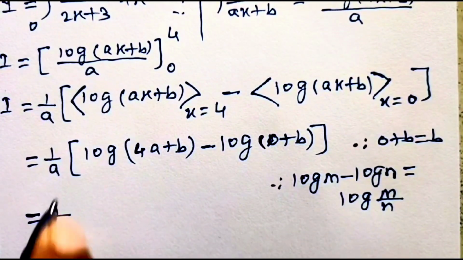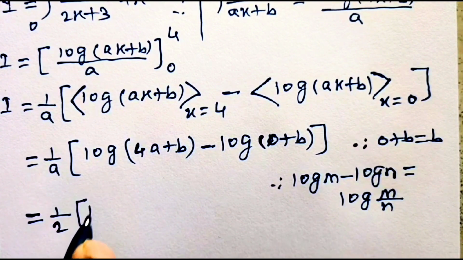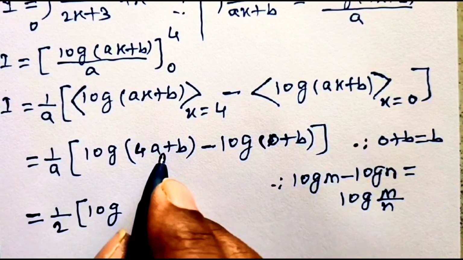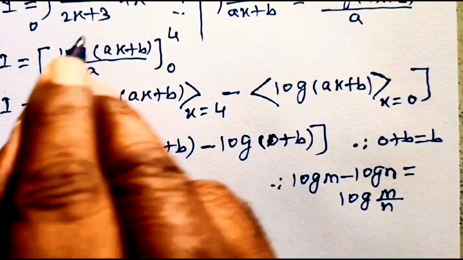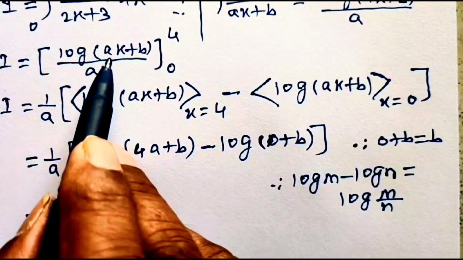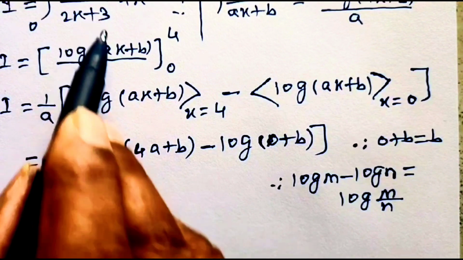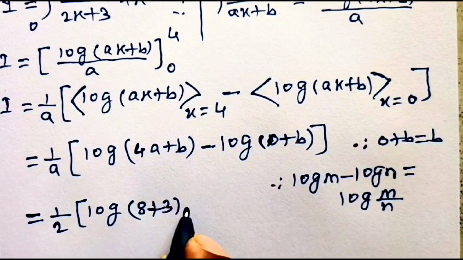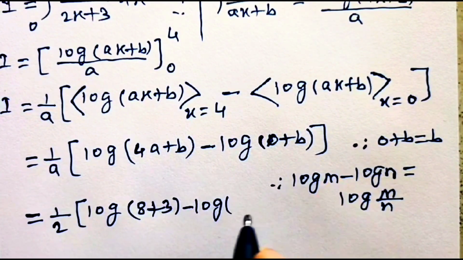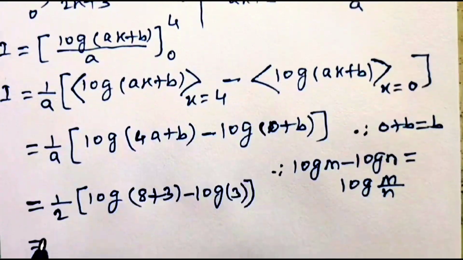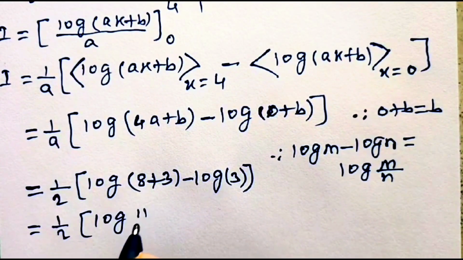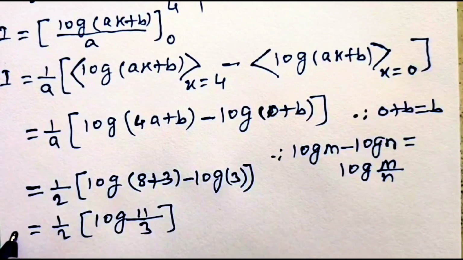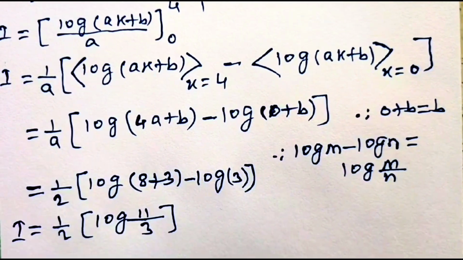Okay, a is 2. So 1 upon 2 logarithm of 4 into a, a is 2, so 8 plus b, and b is 3. If we compare 2x plus 3 with ax plus b, a is 2 and b is 3. So 3 minus logarithm of b, b is 3, which is equal to 1 upon 2 logarithm of 8 plus 3 is 11 upon 3. This is the value of integral I.